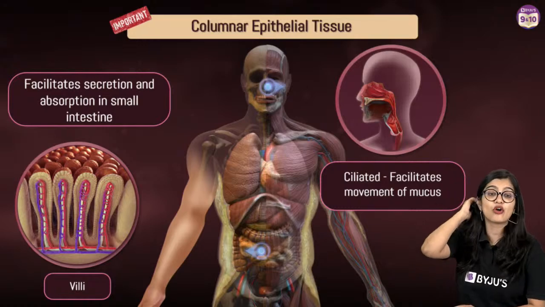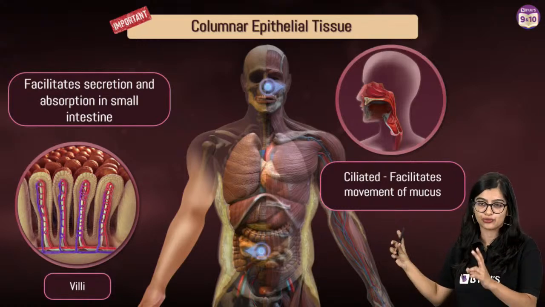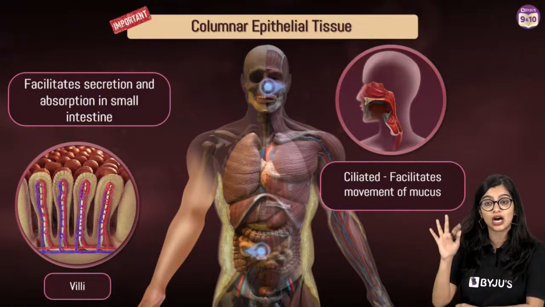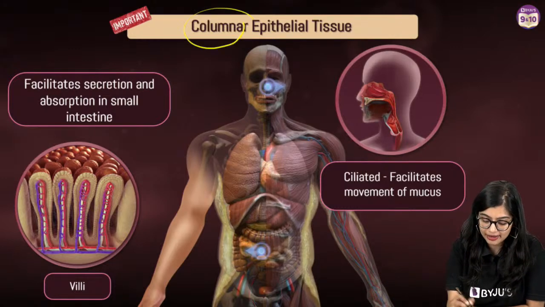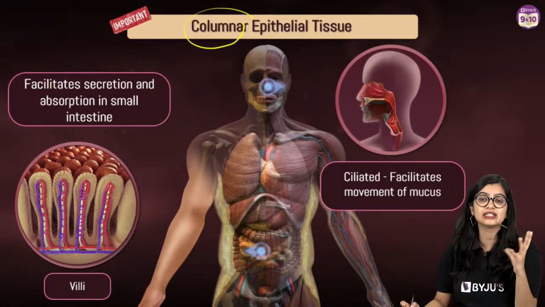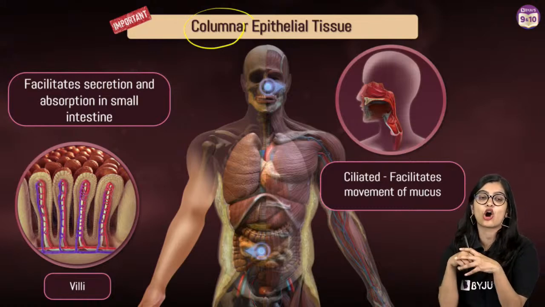Okay, now we will move on to the next and last set of epithelial tissues. Next up you have the third kind, which is your columnar. Now again, what does the word tell you? Columnar means what? What do you think of when I say columnar?